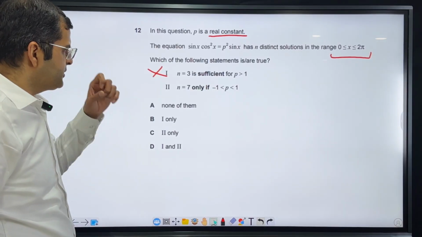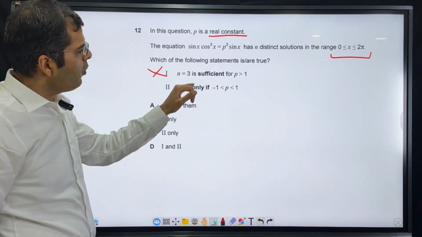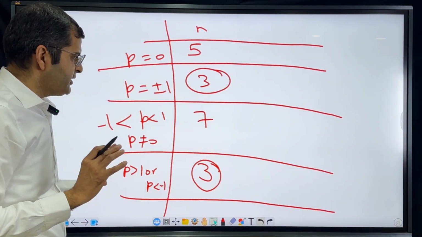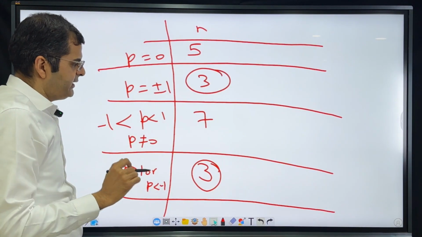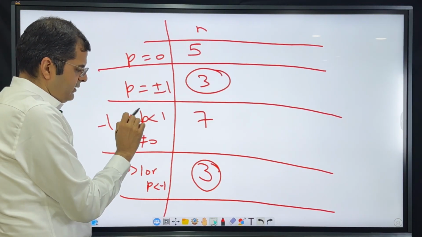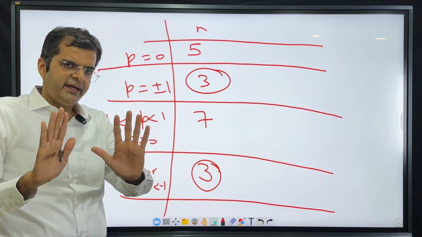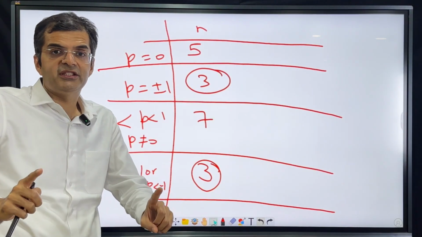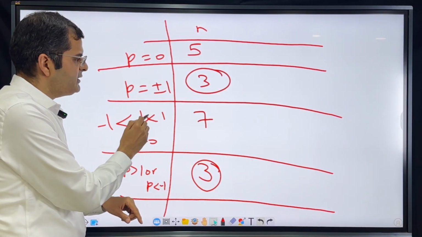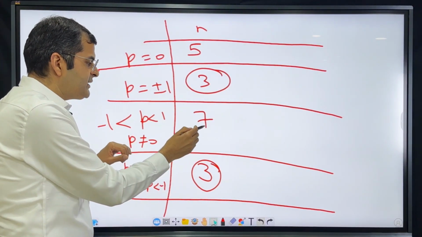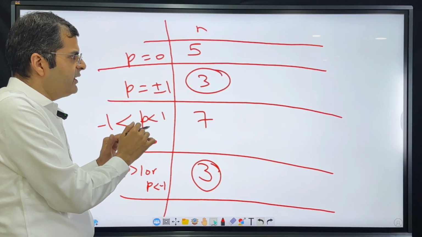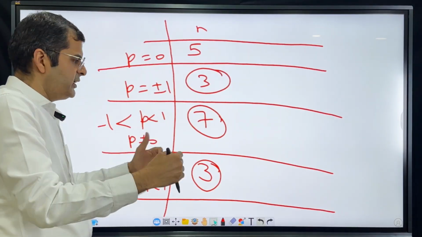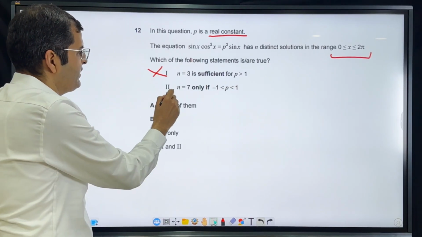Looking at the second option: N is equal to 7 only if P is between minus 1 and 1. Now there is a catch here, but you have to understand it. What is the statement saying? Had the statement stated, if P is between minus 1 and 1, then N is 7, then it would have been a false statement. Because you have to give a further condition that P is not equal to 0. But I have been given that N is 7 as the first condition to move.